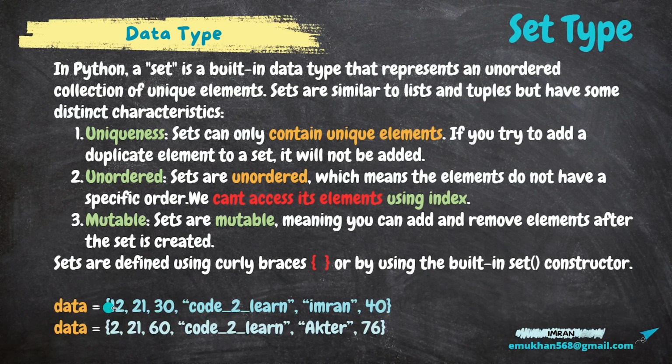So there are some examples like list or tuple, but the fact is that there is no duplicate value. If you have one, then it will be removed by Python.